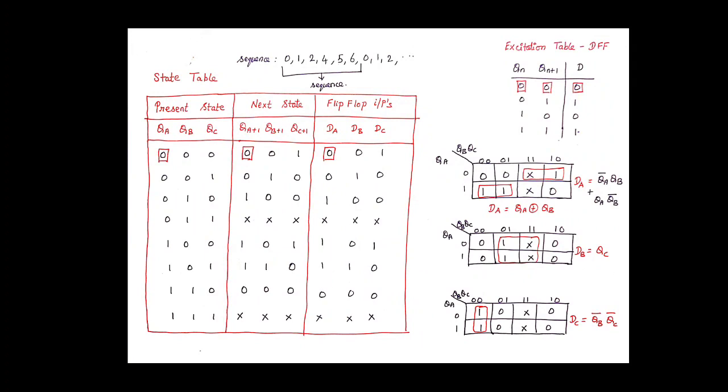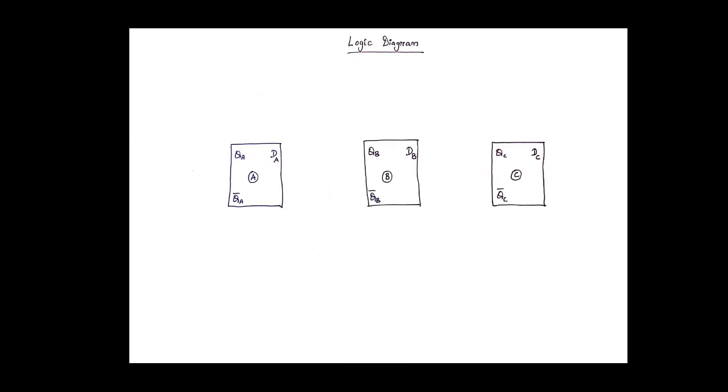Now the last step is the logic diagram. How many flip-flops are needed? 3 flip-flops are needed. What type of flip-flop? D flip-flop. Therefore DC QC QC bar, DB QB QB bar, DA QA QA bar. All the things are there. Why am I writing in this way? Because I am going to form the diagram in such a way that it moves from the LSB to the MSB side. Right.